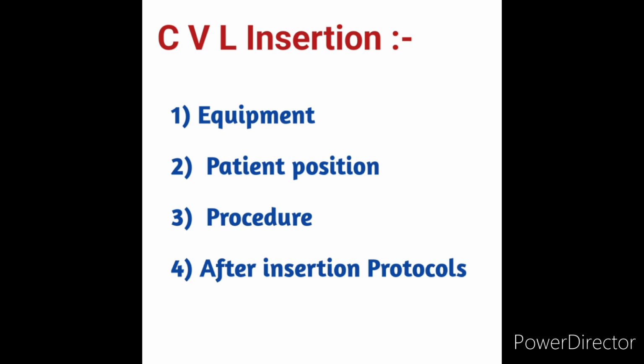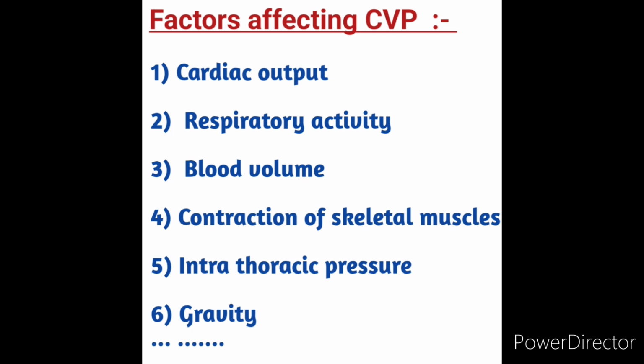Next we will see the factors affecting central venous pressure. Factors affecting central venous pressure depend on the cardiac output and venous return. It is the pressure within the intrathoracic vena cava and approximates right atrial pressure. It is influenced by blood volume, vascular tone, heart rate and ventricular contractility. Here the factors affecting central venous pressure come under cardiac output. The second one is respiratory activity, then blood volume, the fourth one is contraction of skeletal muscles, the fifth one is intrathoracic pressure and the sixth one is gravity.